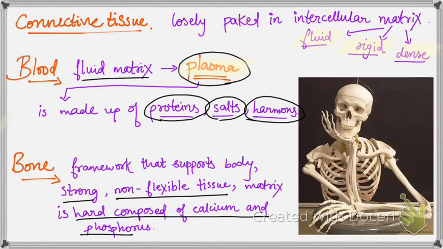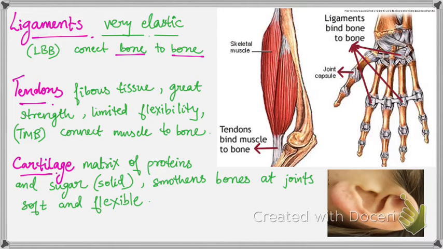Now ligaments. Ligaments connect bone to bone. That means they're present in two bones and they hold the two bones in position. It is a very elastic tissue.